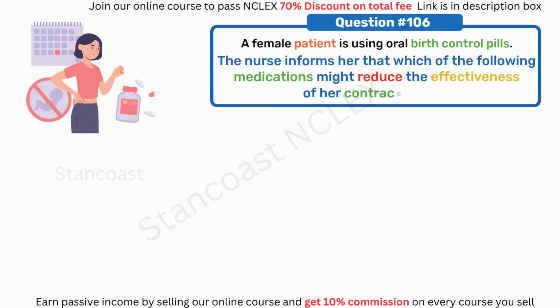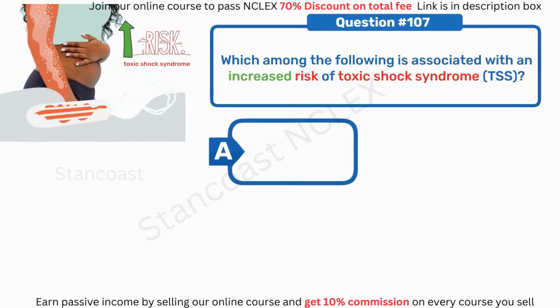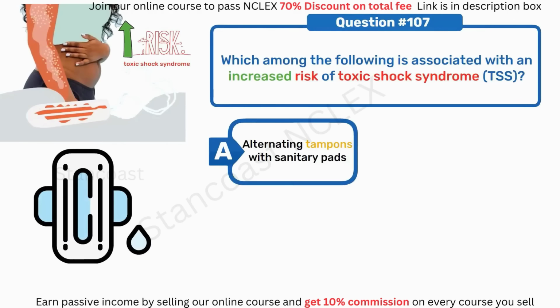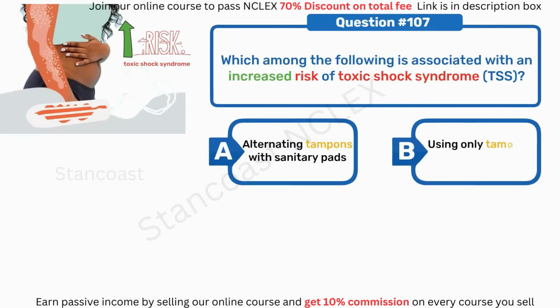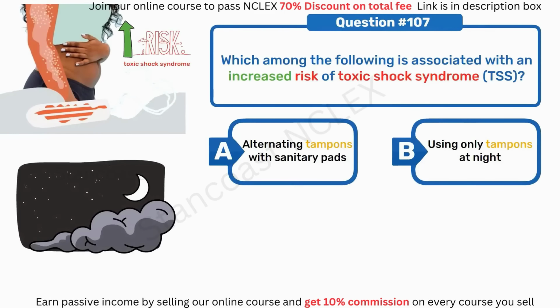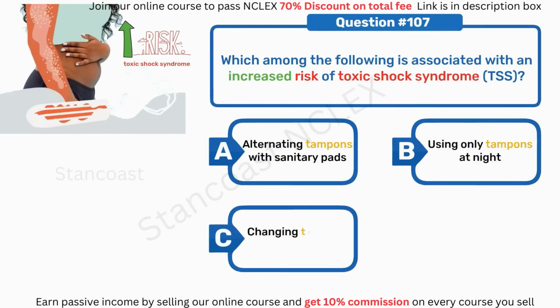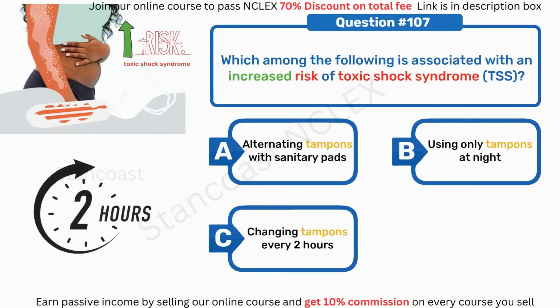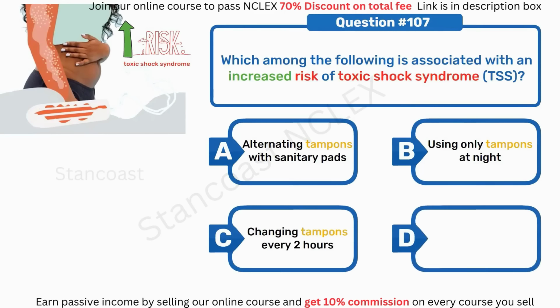Which among the following is associated with an increased risk of toxic shock syndrome, TSS? A. Alternating tampons with sanitary pads. B. Using only tampons at night. C. Changing tampons every 2 hours. D. Avoiding use of deodorized tampons.